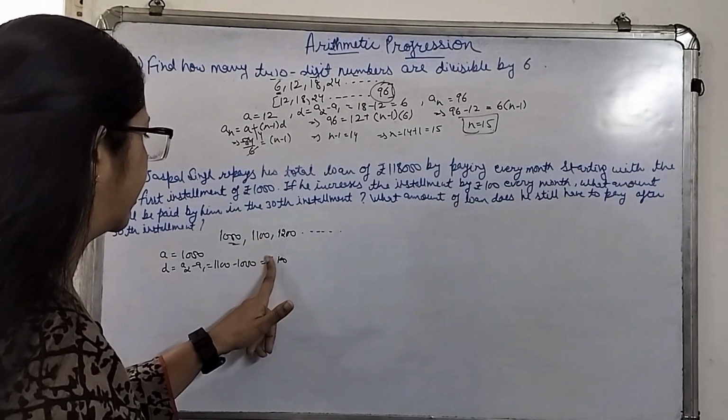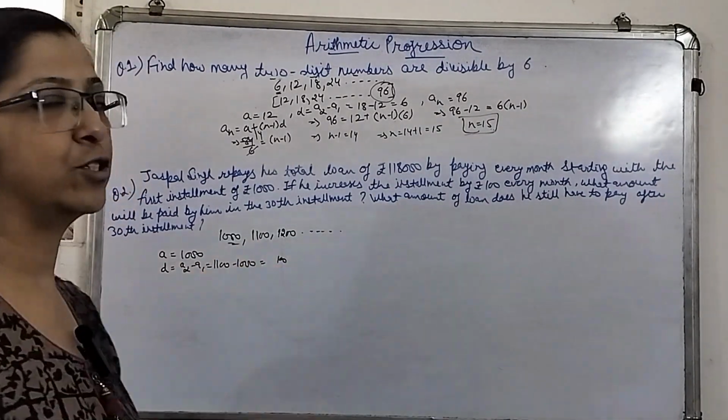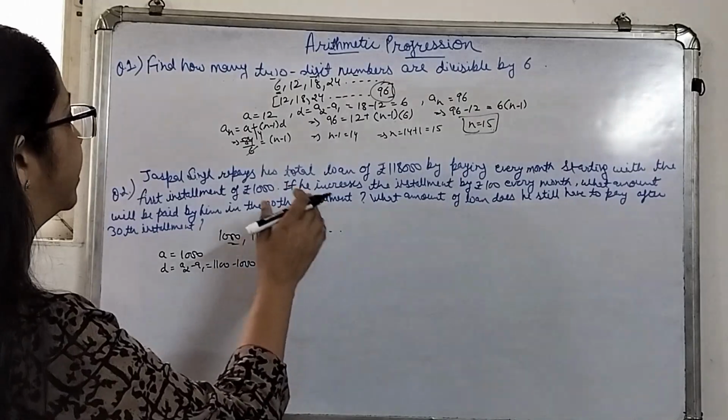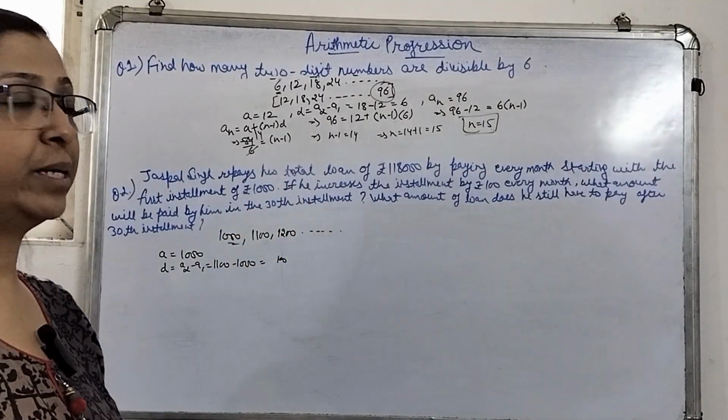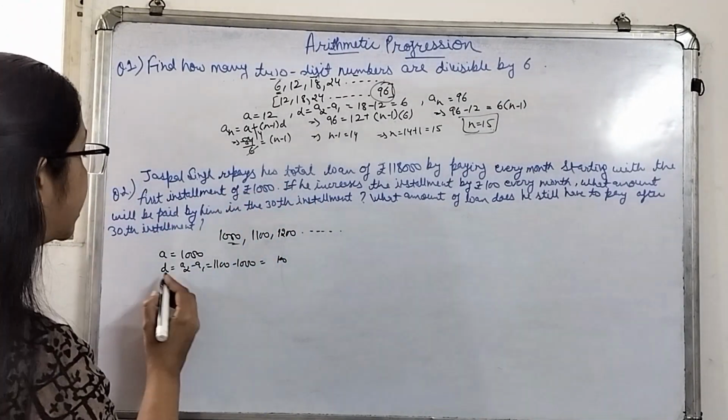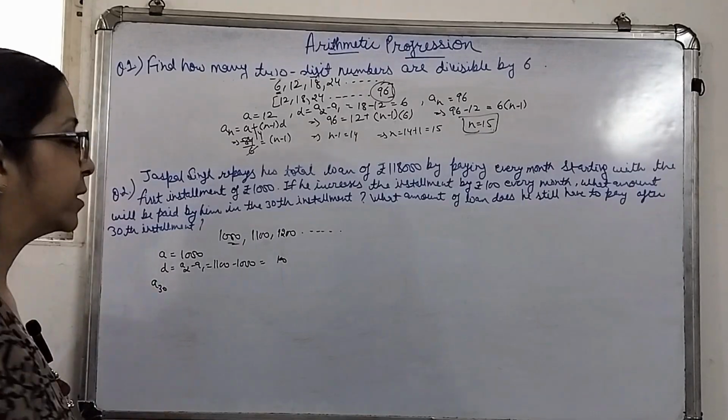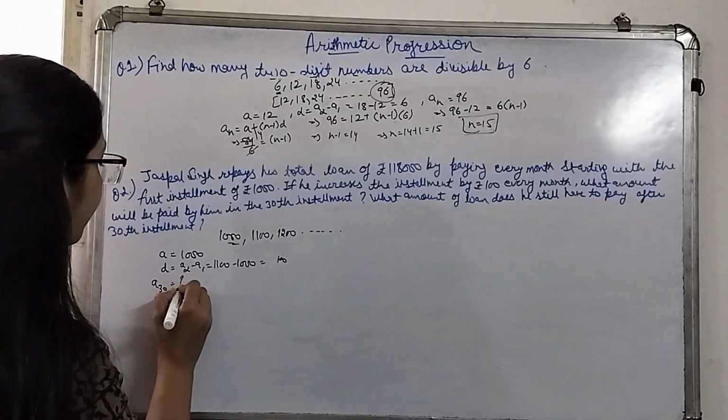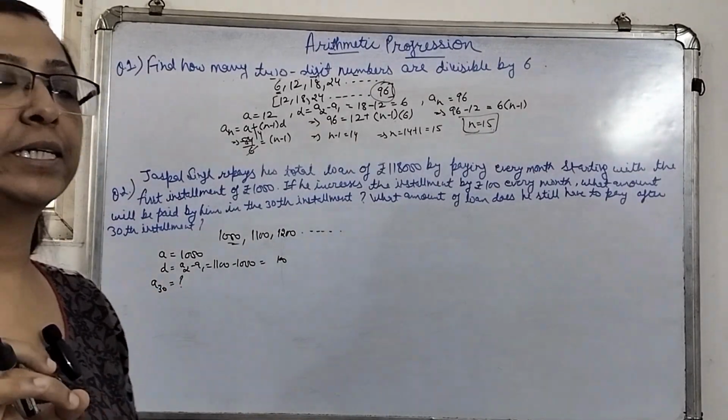We need not apply any unit over here. The common difference is 100. What we have to find is how much money he is paying in the 30th installment. That means A30 is asked: what amount is he going to pay in the 30th installment?